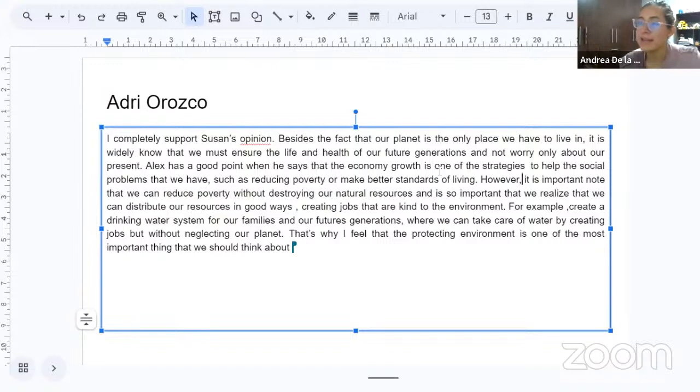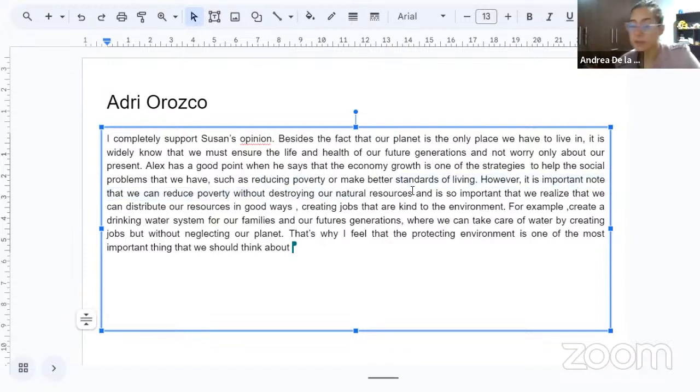Great. I like the fact that you're really connecting the ideas, right? So Alex talked about poverty, so you're responding to that argument. So yeah, it's important to reduce poverty, but we can do it without destroying our natural resources. So I love that connection.